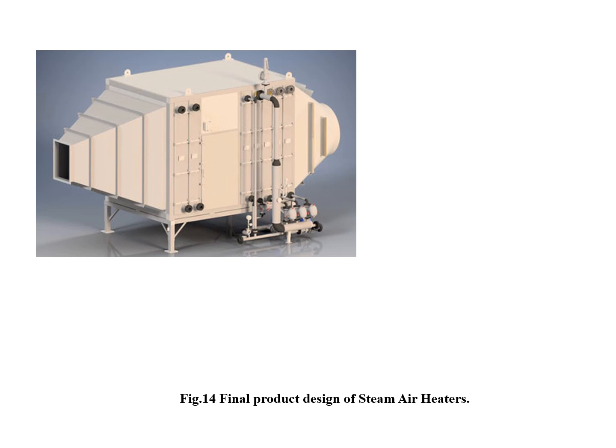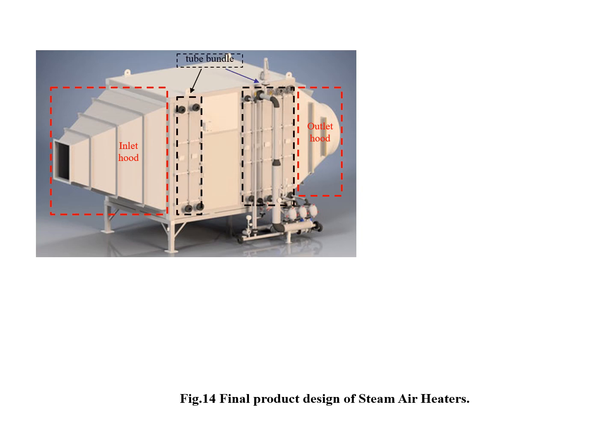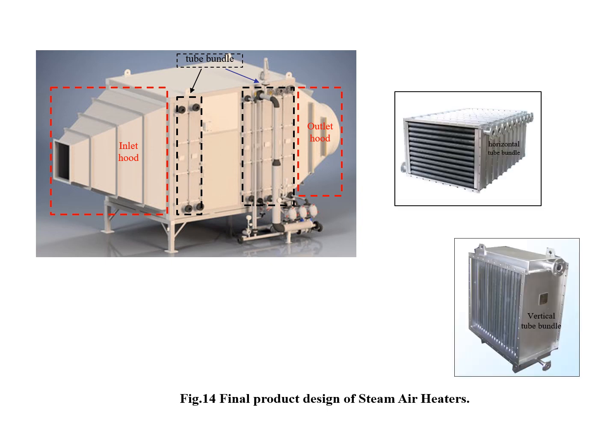The picture shows a steam air heater with an inlet and outlet hood. The inlet or outlet hood is the passage that conveys the heated gas into or out of the steam air heater. A tube bundle is a collection of bare or thin tubes where the heat exchange takes place. Depending on the requirements of customers, they can be placed vertically or horizontally.